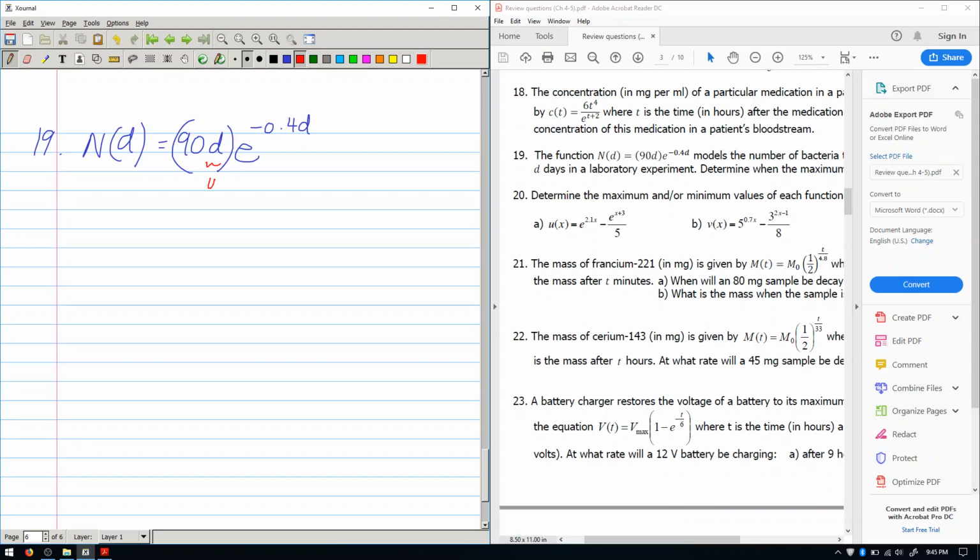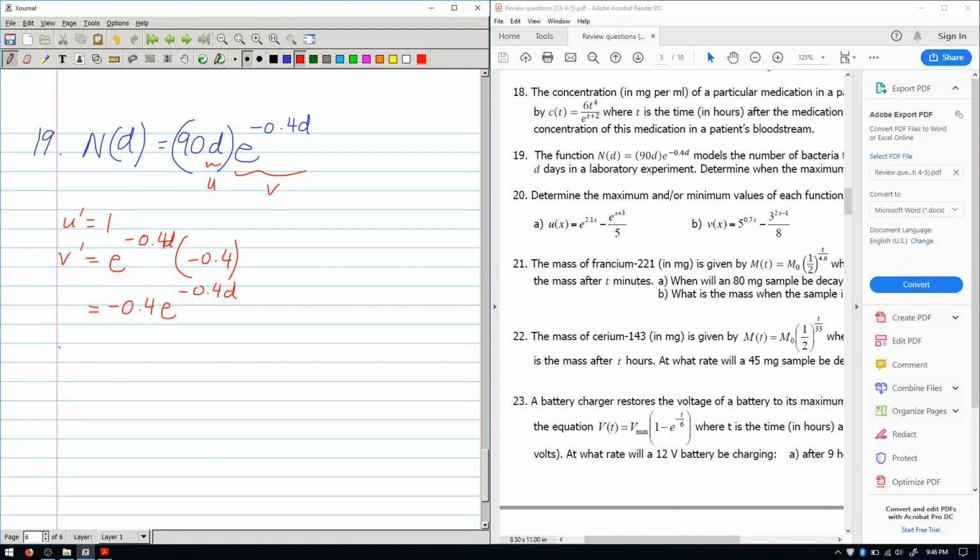So I'm going to forget about the 90. I'm going to call that u. I'm going to call that v. U prime is equal to 1. V prime is equal to e to the negative 0.4d times negative 0.4. Ln e is just 1, so I'm just going to forget about that. So anyways, it can be rewritten like this. Okay, and I've got v prime now.